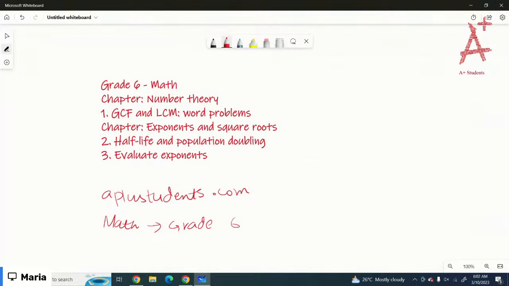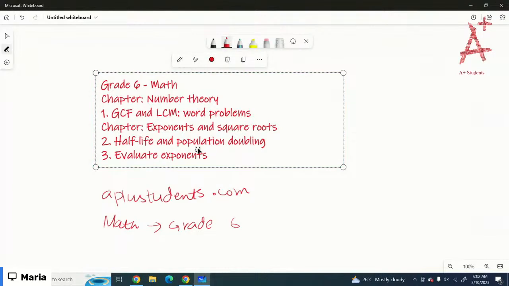Then we'll start the new chapter, that is exponents and square roots. The lessons we are going to cover today are half-life and population doubling and evaluate exponents. So let's just start with the first lesson, that is GCF and LCM word problems.